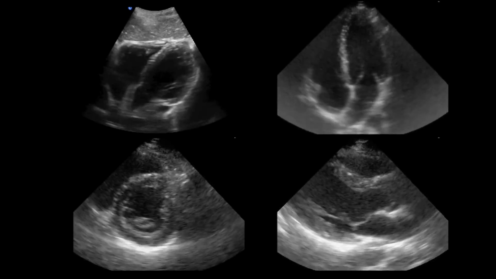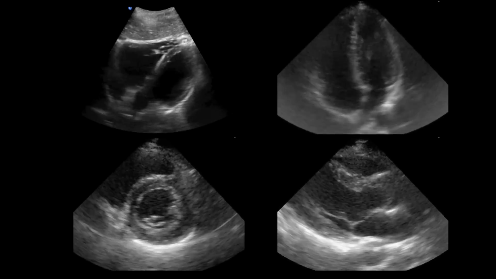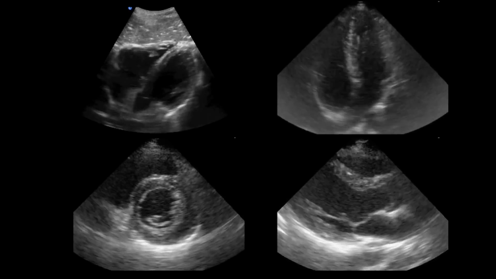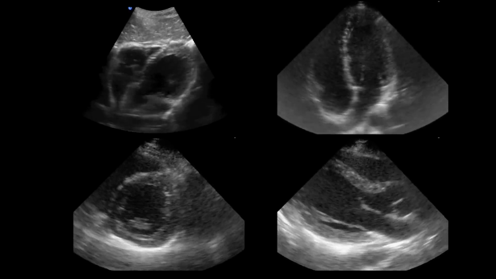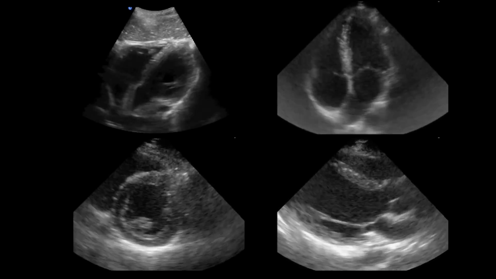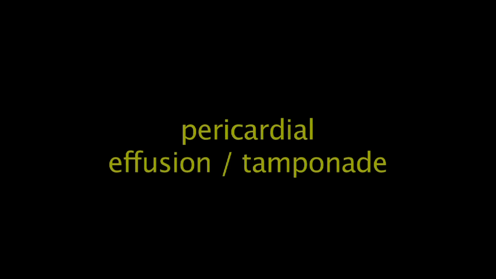Novices should learn to recognize the standard images and concentrate on trying to reproduce standard images when practicing the exam. Using this approach avoids confusion about which direction the probe or the marker dot should be pointed, and it is relatively easy to master the primary applications of cardiac ultrasound. The first application is the detection of pericardial effusions and/or cardiac tamponade.